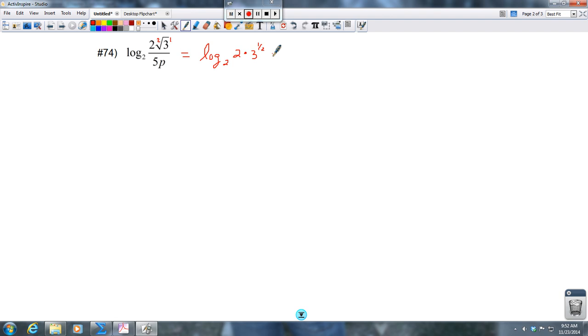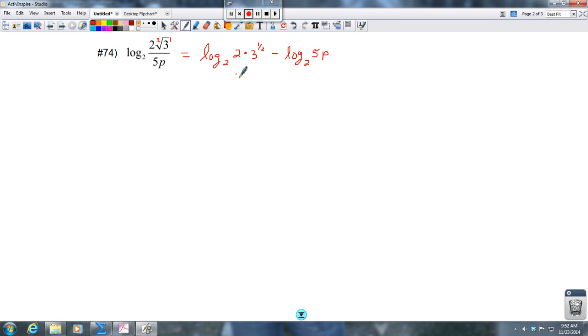Now I still haven't done my minus sign yet. Here's my minus, because I have to take this division bar and change it into subtraction. When you do that, you don't just write 5p. You actually have another log, and it's log base 2 again, but this time you can write the 5p, which means 5 times p.